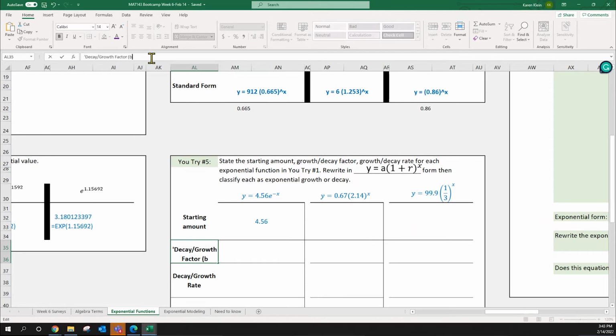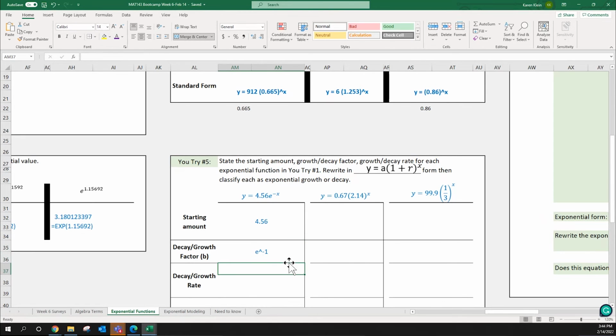Remember, this is the value of your B, right? So in this case, it's not just E, it's E to the what? So it's going to be E, and we're going to raise it to the -1. So the negative that's in front of the X, remember where we isolate that E to the K? So this is what the value of your decay would be. So this is going to be our decay or growth factor.